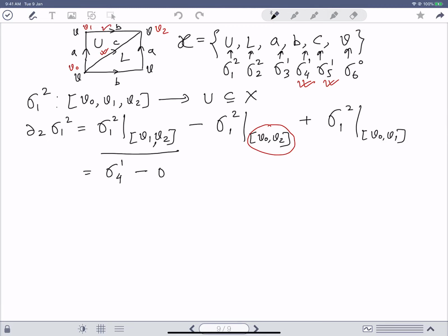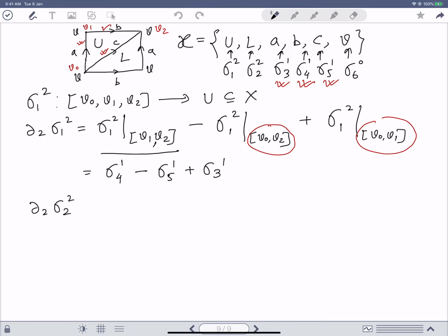So it will be sigma 5, we write here 1 because it is a one-dimensional simplex, to C, right? And the next one is V0 V1. Now what is V0 V1? This one, that is A, right? So A means the image of sigma 3, therefore we write here plus sigma 3 1. Okay, so this is the boundary of sigma 1. Now what will be the boundary of sigma 2? Say delta 2 sigma 2.